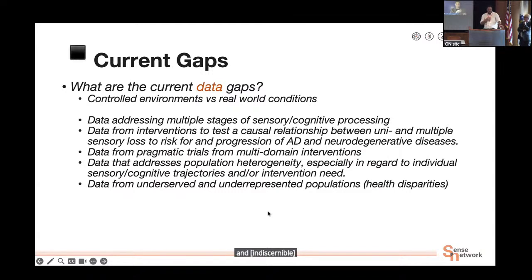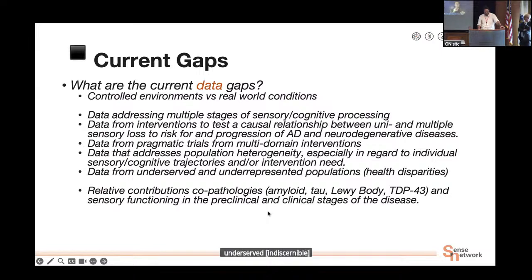There are also a number of other data gaps. These include addressing the multiple stages of sensory and cognitive processing, interventions like RCTs to test causal relationships as well as pragmatic trials using multi-domain interventions, and data that addresses population heterogeneity, particularly in regard to sensory cognitive trajectories and the interventions those individuals might need. Importantly, we need data from underserved or underrepresented populations to address some problematic health disparities. It's also important to look at the relative contributions of co-pathologies in neurodegenerative disorders, such as amyloid, tau, and TDP-43, and how these might impact sensory cognitive functioning in both preclinical and clinical stages of the disease.